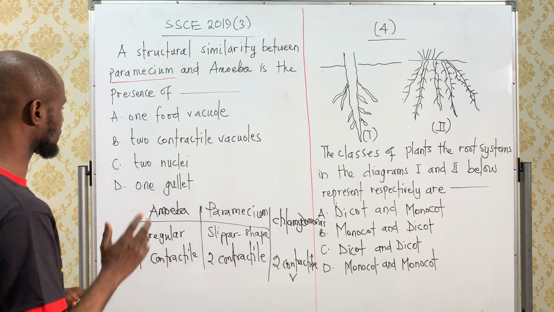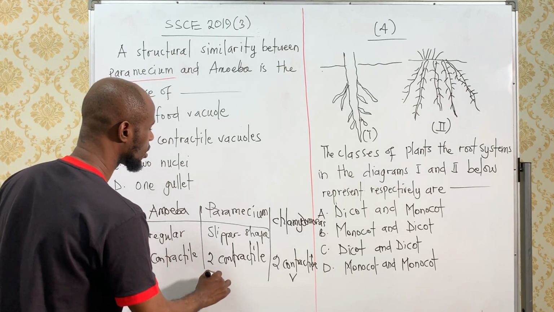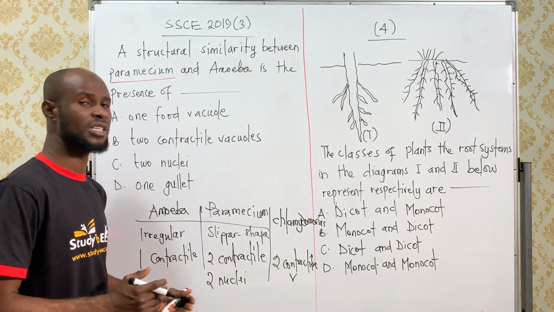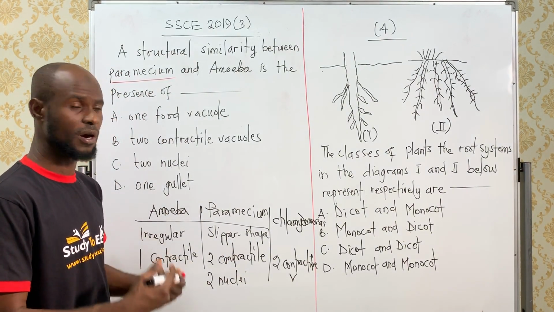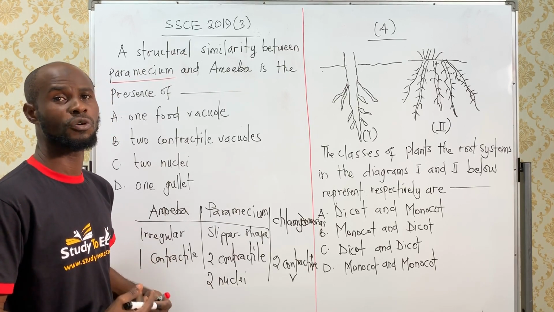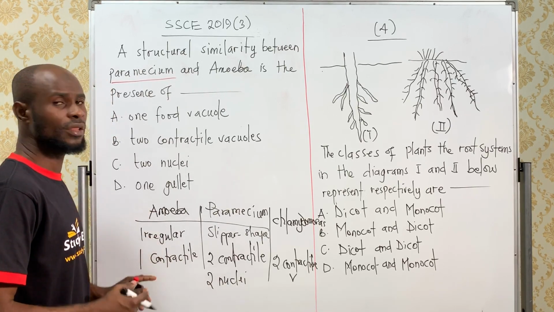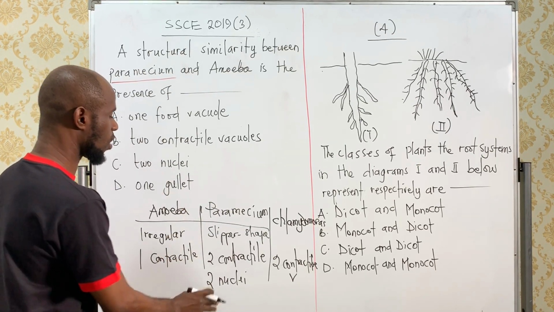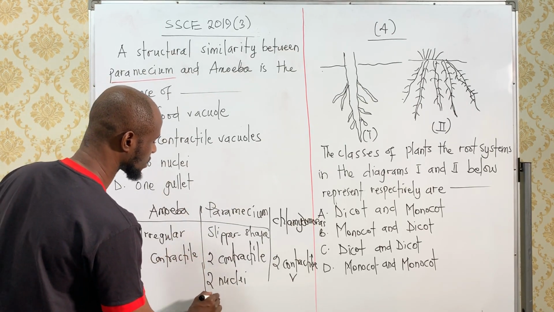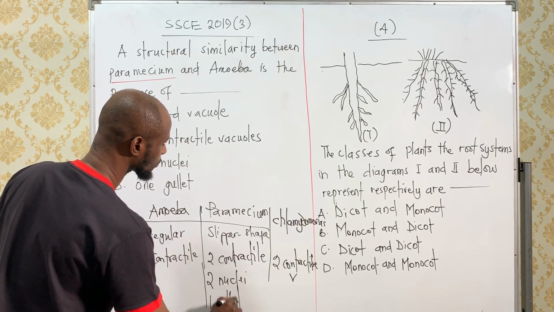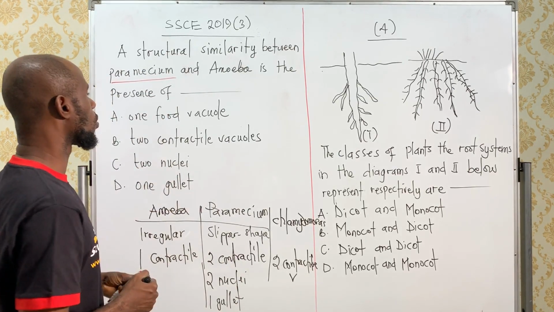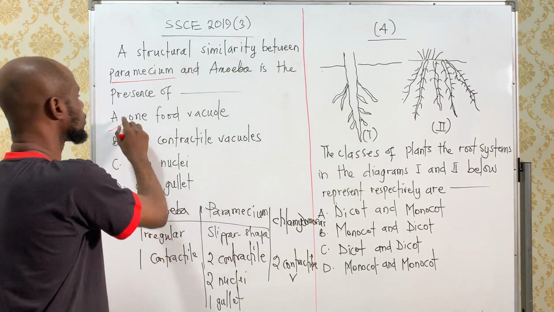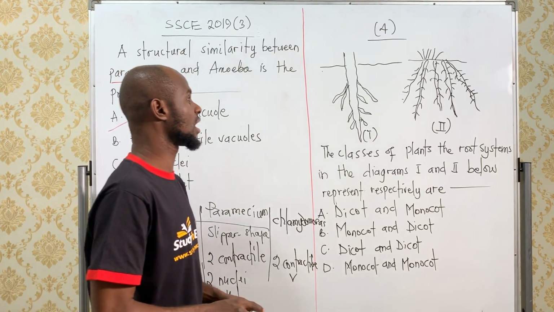Then two nuclei. Yes, paramecium has two nuclei, a bigger one and a smaller one. The bigger one is meant to control the activity of the paramecium, while the smaller one is meant for reproduction. But amoeba does not have two nuclei. Then one gullet. Amoeba does not have a gullet, while paramecium has one gullet. So the answer is one food vacuole here. Now let's look at the last question.